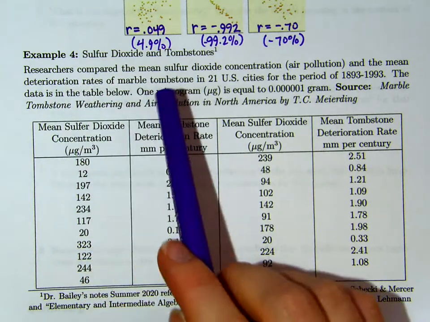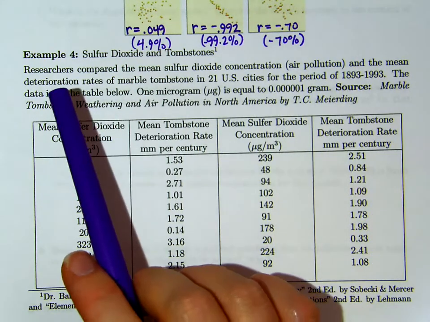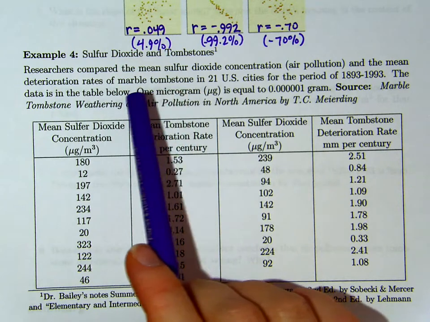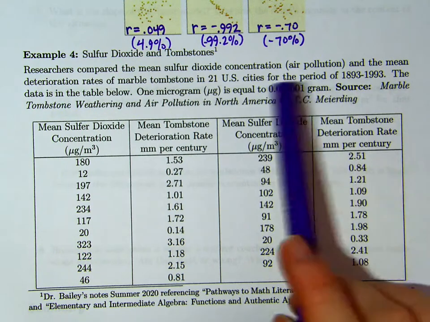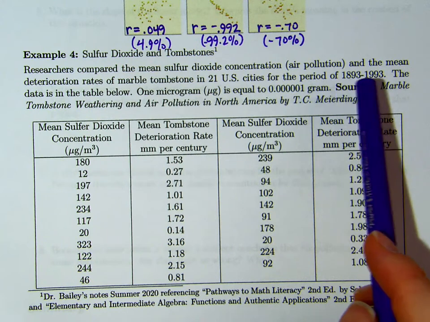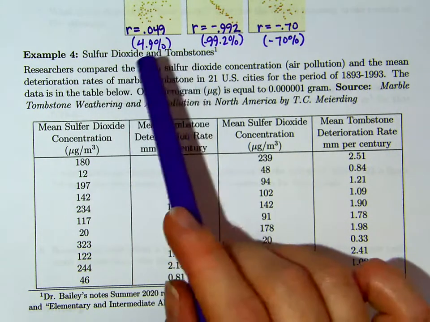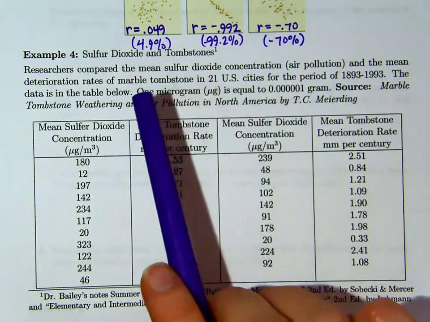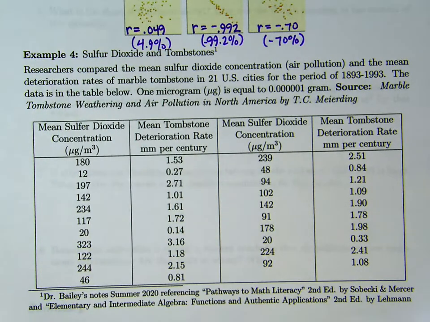Research compared the mean sulfur dioxide concentration, air pollution, and the mean deterioration rates of marble tombstones in 21 United States cities for the period over a century, 1893 to 1993. So the average air pollution and the average deterioration rate of the marble, right? Those things have been around for a long time, so we're able to actually measure them.